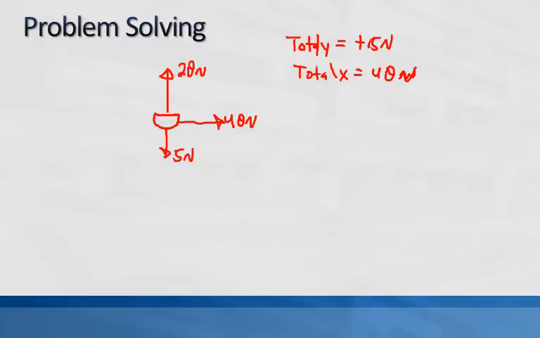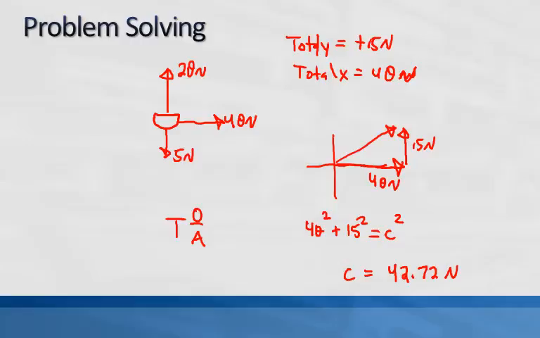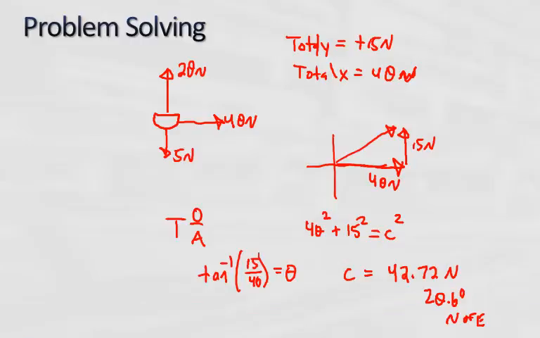Okay. So we have our total y, our total x, and therefore we can set up our coordinate axis: 40 to the right, 15 up. And with the Pythagorean theorem, 42.72 newtons is the hypotenuse. Opposite over adjacent, we can get the angle. So the overall force is 42.72 newtons, 20.6 degrees north of east.